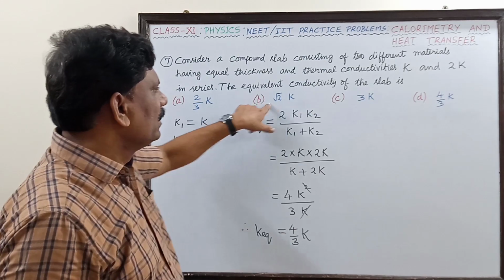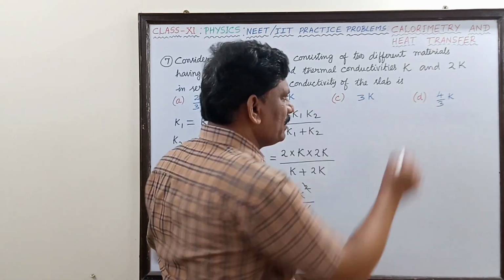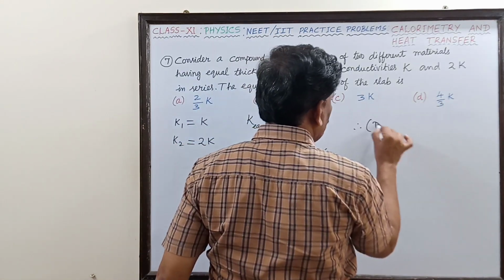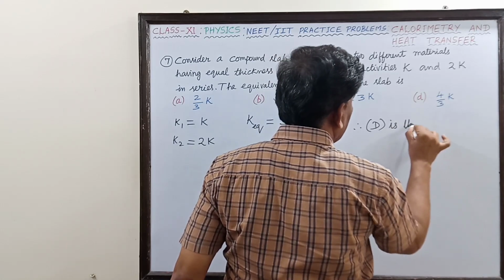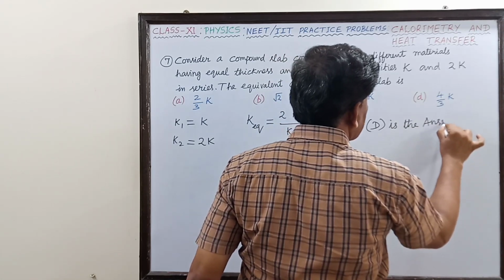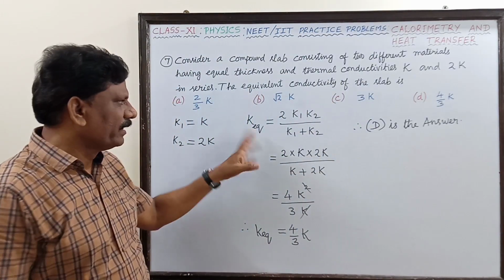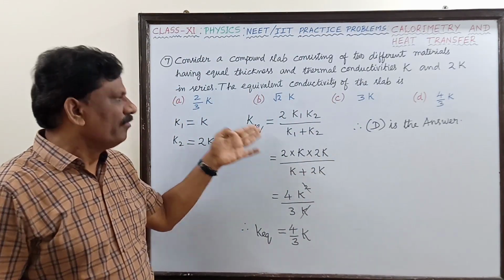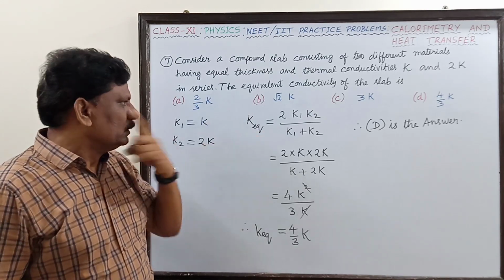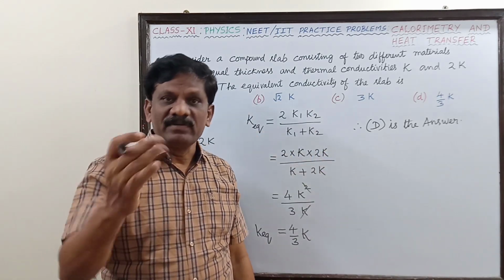So which is the right option? Option D is 4 by 3 K. Therefore option D is the correct answer. So directly use the numerical formula required for this and solve the problem. I hope you must have understood well. Fine.